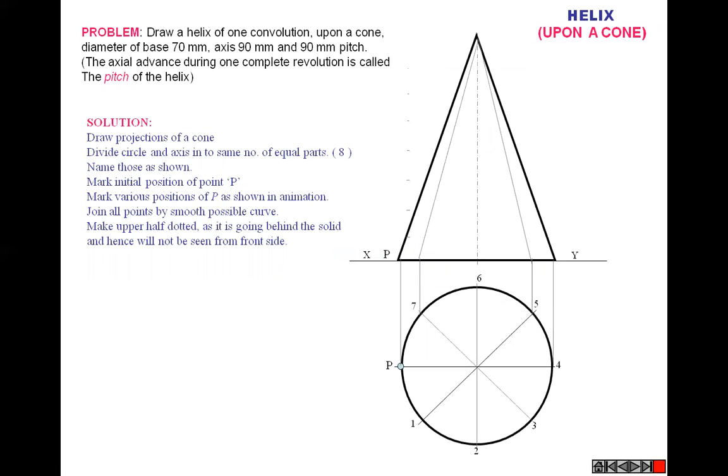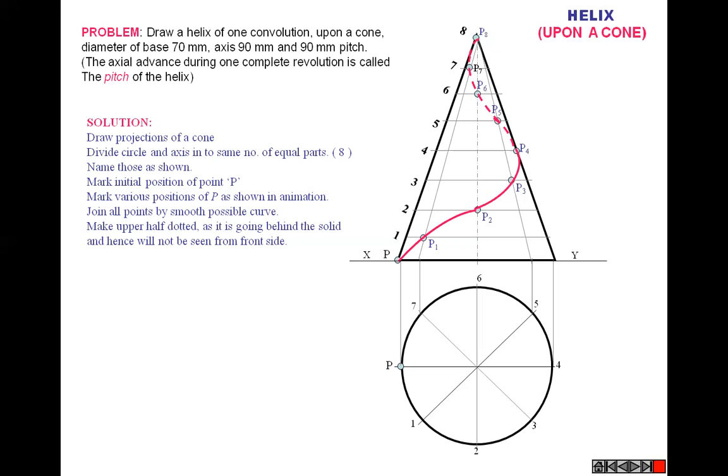How to draw the helix on a cone? Divide the cone base circle into 8 points. Similarly divide the vertical height into 8 parts, then take a vertical line and join to the apex, which intersects at 1. Similarly 2, 3, 4. Join all the points and we get the curve. Give the naming to all the points, then join the curve.